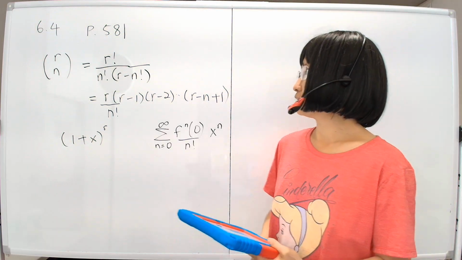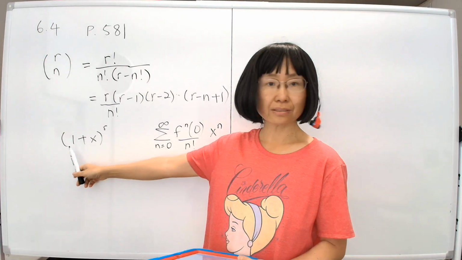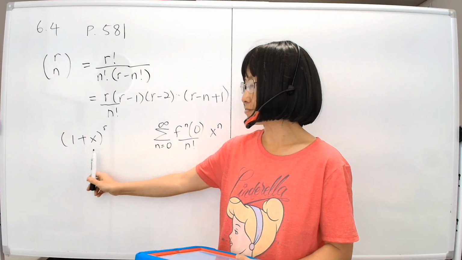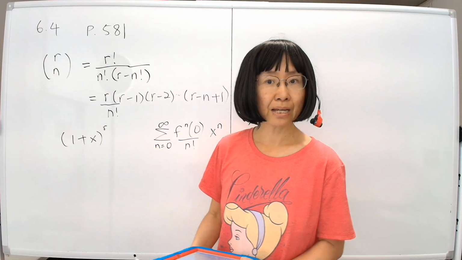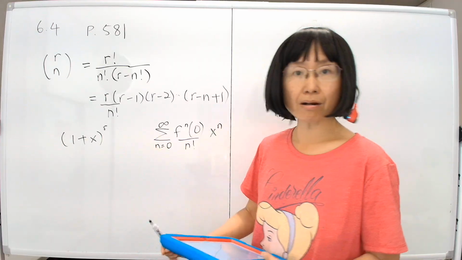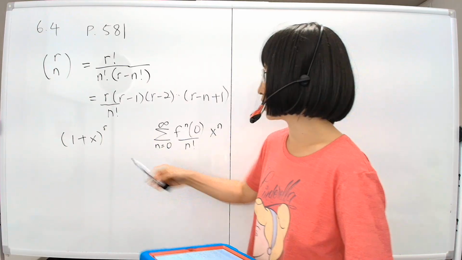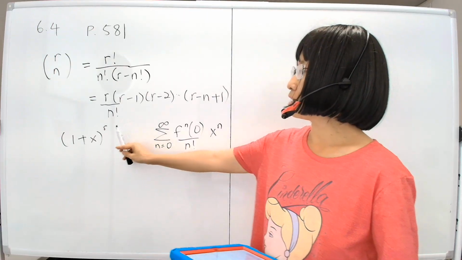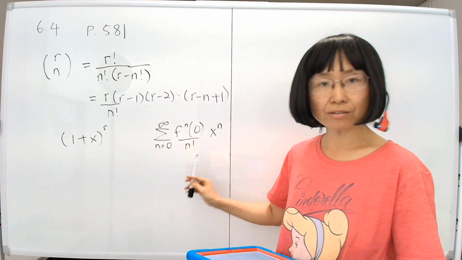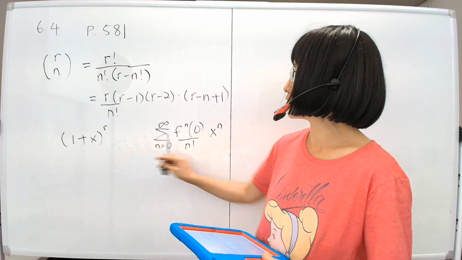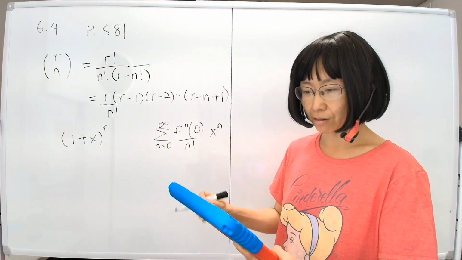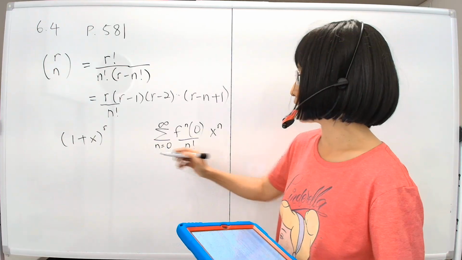Now we are going to find the Taylor expansion, the Taylor series, for this exact function with some power r. r can be any real number: positive, negative, fractions, irrational, anything. So r is any real number, and we want to calculate the Taylor series at 0, which your book calls the Maclaurin series. Remember that.